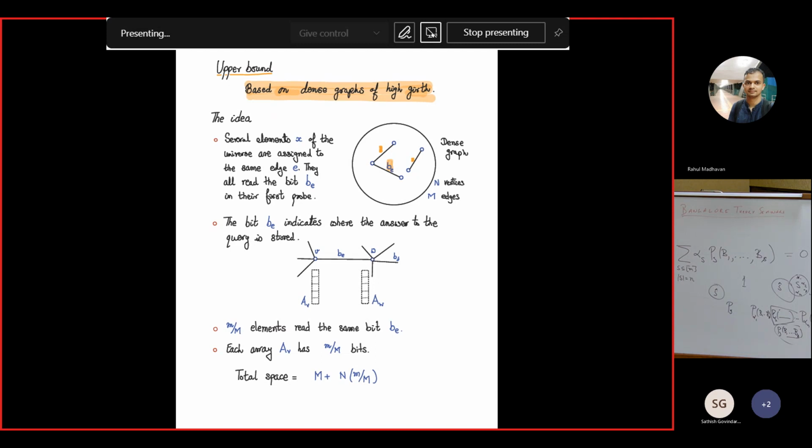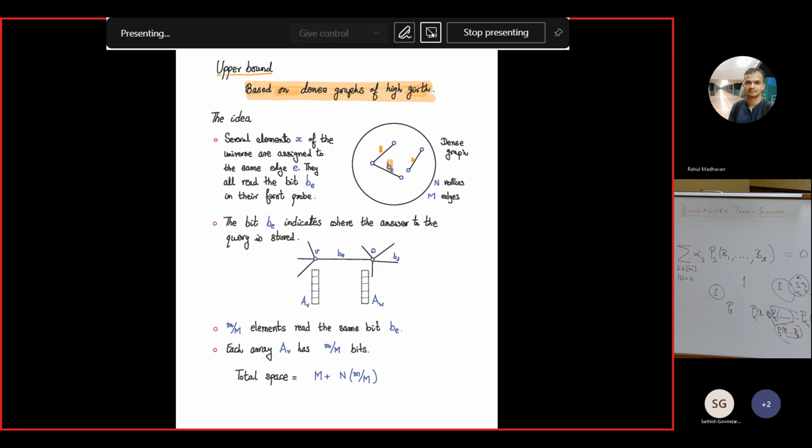where the answer for that element will be stored. Once again, two probes. First probe, look at the edge. The edge will tell you whether to go left or right. And when you go in that direction, you have made your first probe. You're ready for your second probe. In the array which is located at that vertex, there will be a particular position dedicated to you. You read that. If you see 1, you say, yes, I'm in the set. If you see 0, you say, I'm not in the set. That will be the scheme.